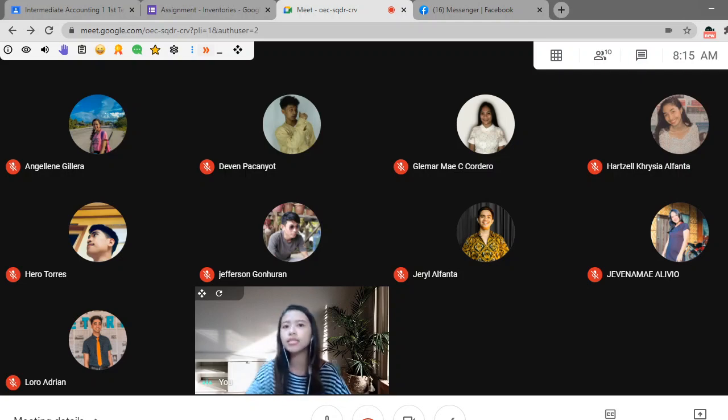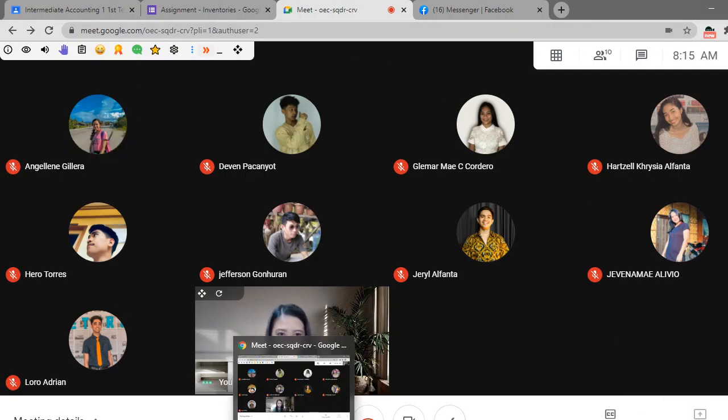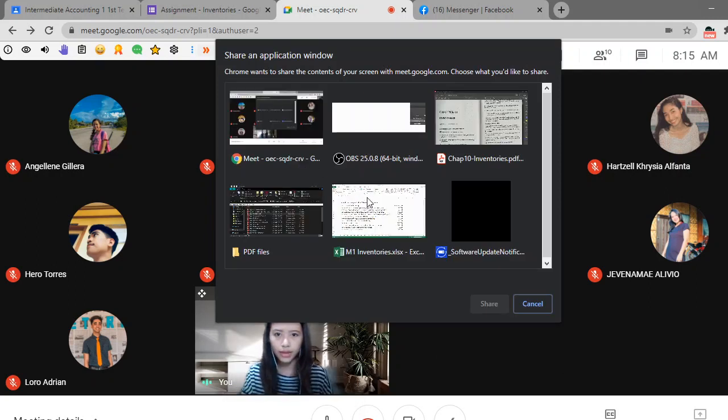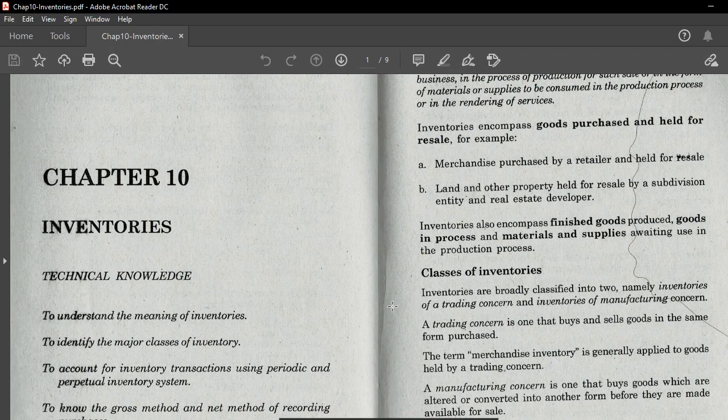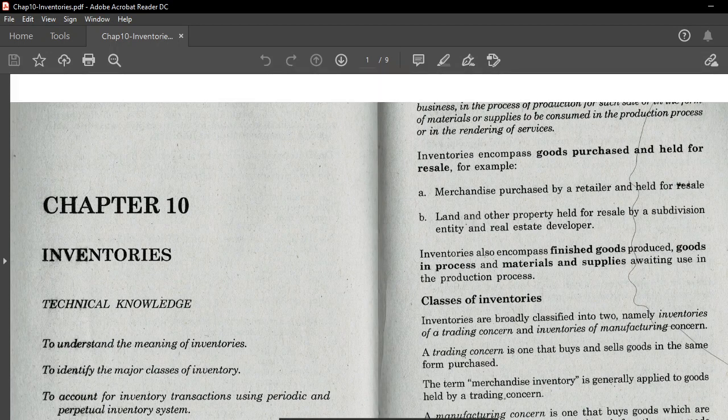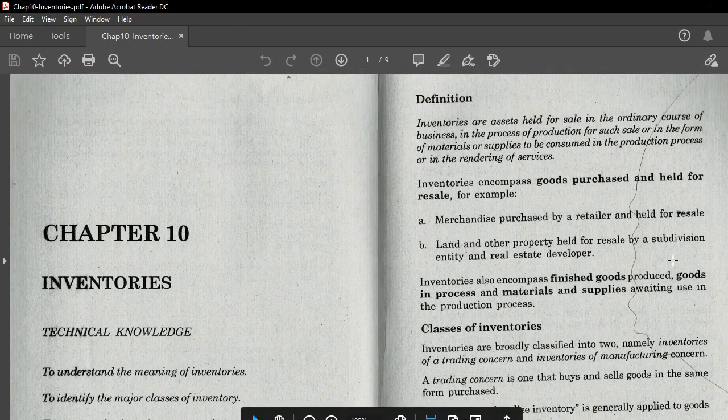So, first is the definition. What is an inventory? And allow me to share my screen. Inventory. It is defined as an asset held for sale in the ordinary course of business, in the process of production for such sale, or in the form of materials or supplies to be consumed in a production process or in the rendering of services.